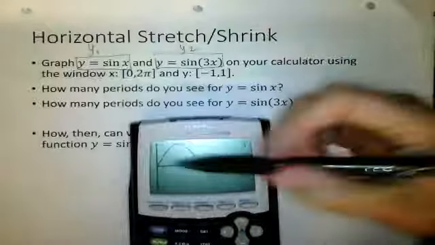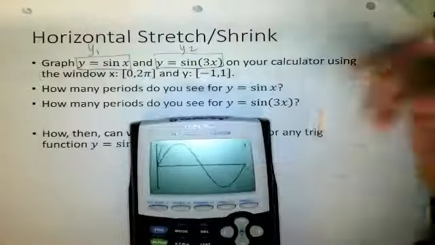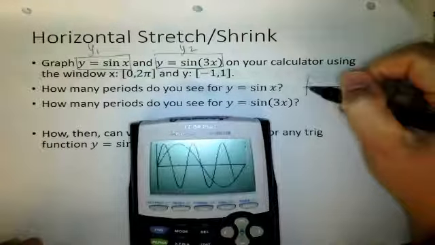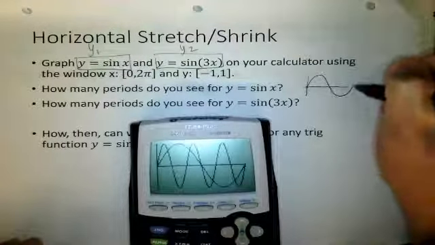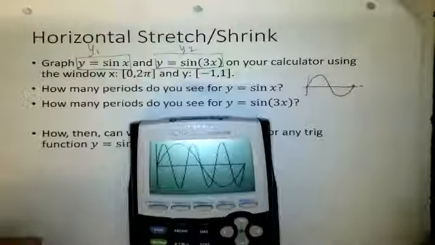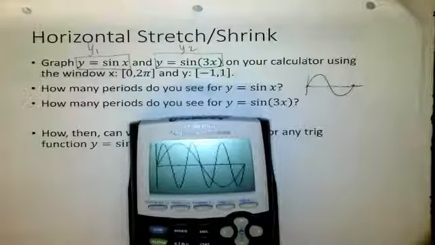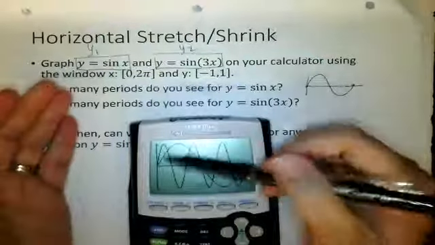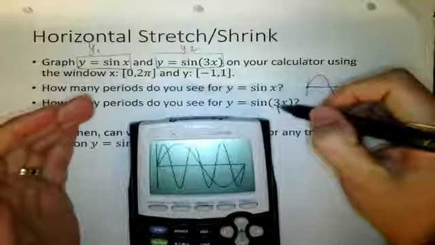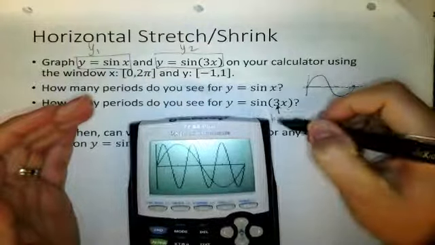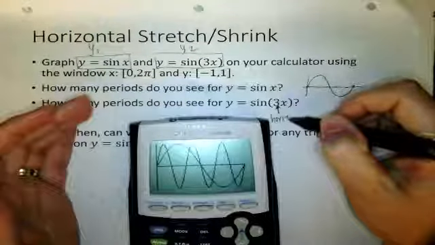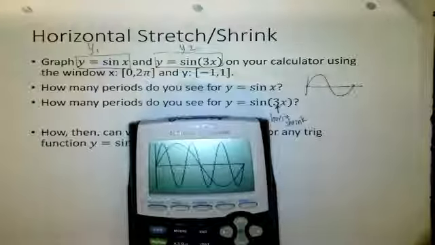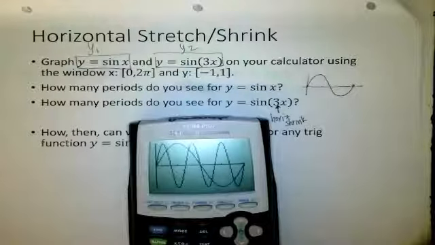All right, so you see middle, high, middle, low, middle. There's our regular sine curve. All right, what do you notice? It shrank. So the second graph, what did that 3 do? Shrank it. A horizontal shrink. Yeah, it definitely compressed it closer together.